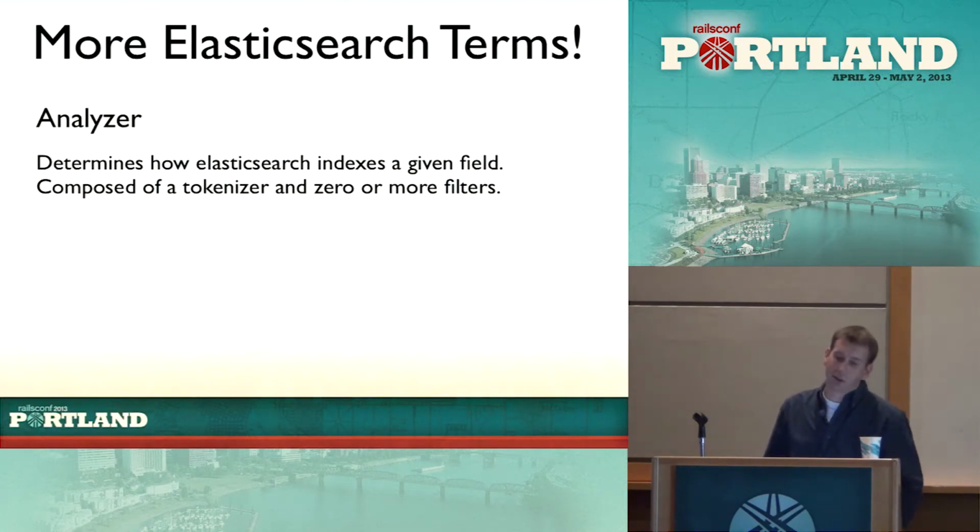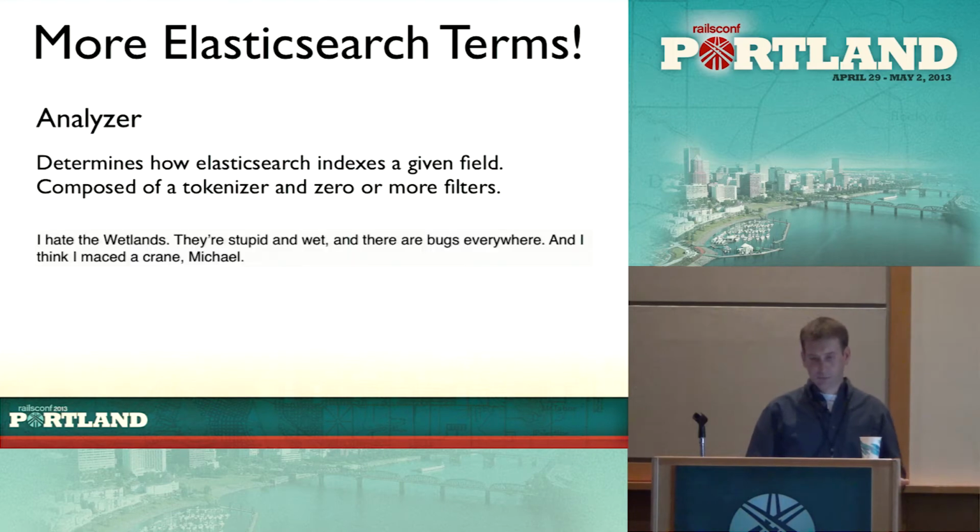So the analyzer determines how Elasticsearch indexes a given field, and they are composed of a tokenizer and zero or more filters. So what does that mean? If we have a given text here, and I'll give points to anyone who recognizes this, say we have: I hate the wetlands. They're stupid and wet, and there are bugs everywhere. And I think I maced a crane, Michael.